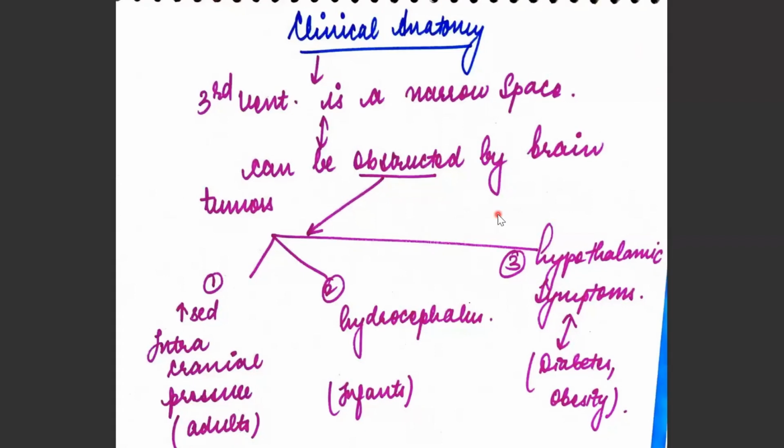Now talking about the last part, which is the clinical anatomy of the third ventricle. Clinical anatomy is basically, because the third ventricle is a narrow space, many times there is a problem within the third ventricle, that there is obstruction. So if the third ventricle is obstructed by, for example, brain tumors, what does it further cause? It can cause increase in the intracranial pressure in adult patients, hydrocephalus in infant patients, and hypothalamic symptoms can also occur, such as diabetes and obesity.